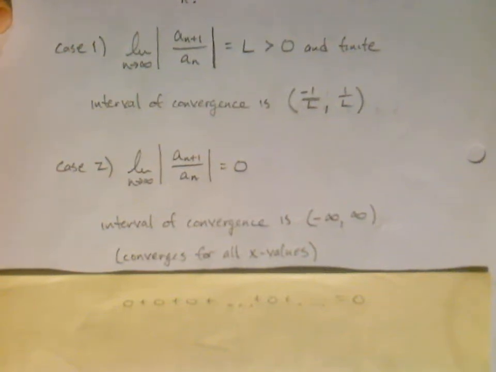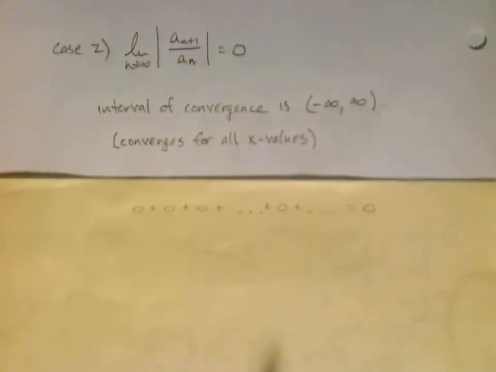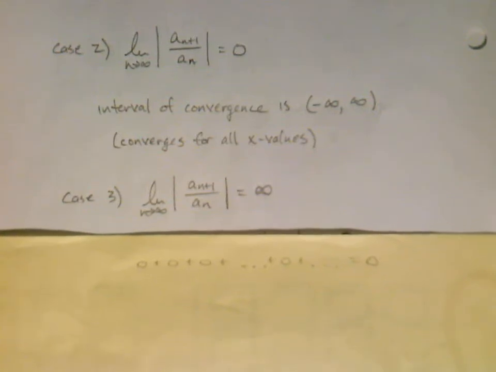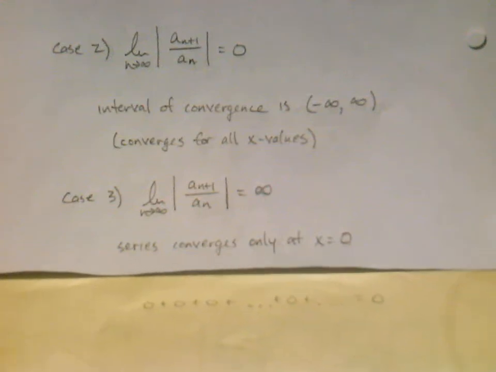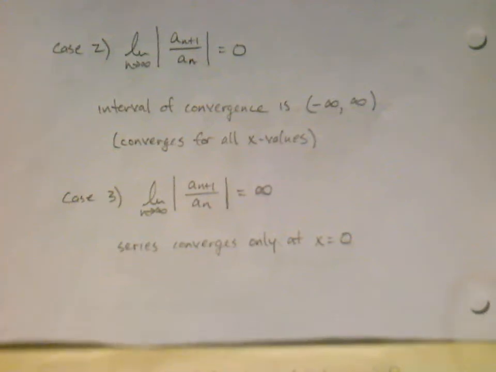And case number 3, you might be able to guess what it is. What if, when we take that limit, n goes to infinity, the ratio of a n plus 1 over a n, what if our answer equals infinity? So we've got the 3 cases, right? Positive finite, 0, and infinity. Well, in that case, it's kind of like the opposite of case 2. The series will only converge at x equals 0. So it does work at that one number, but nowhere else.